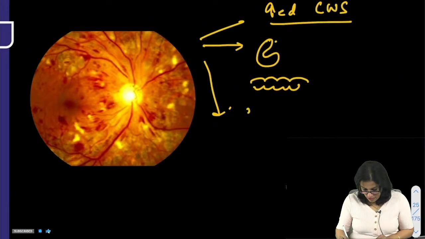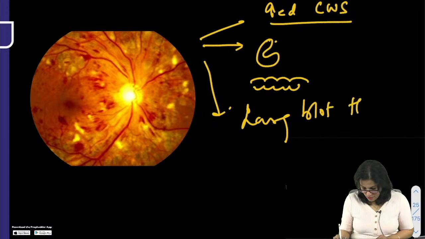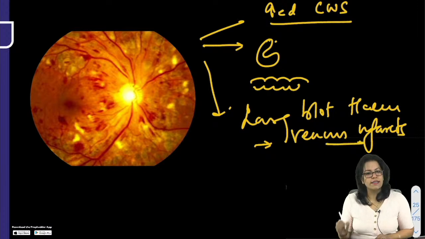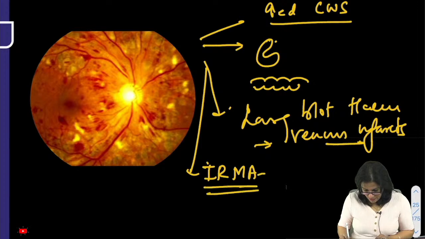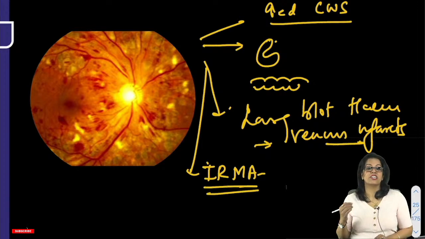These are large blot hemorrhages. What are large blot hemorrhages? They are nothing but venous infarcts. So this is an important topic, so I am taking it in a little detail, right? And lastly, IRMA, intraretinal microvascular abnormalities. What are these? These are shunt vessels.